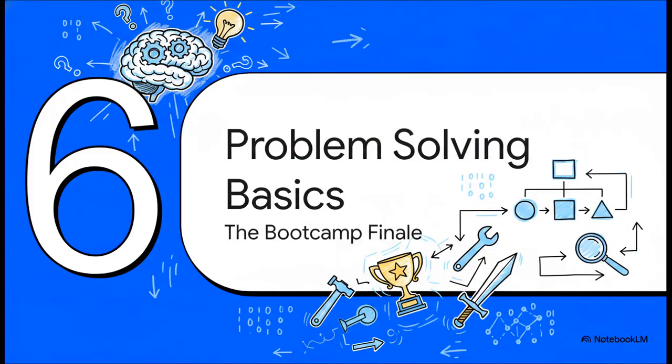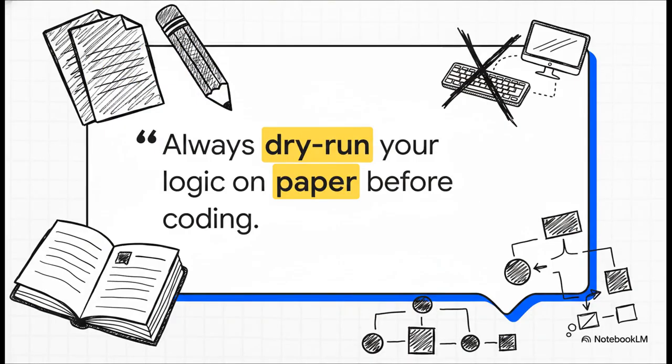And finally, Section 6, Problem-Solving Foundations. This is our boot camp finale. Look, here is the absolute core mantra you need to take away. Always dry run your logic on paper before coding. The actual syntax and typing out the code in Java, that is entirely secondary. If you cannot prove your algorithm on a piece of paper using tables and step-by-step logic like we did today, you are honestly not ready to write the code. Paper first, keyboard second, always.